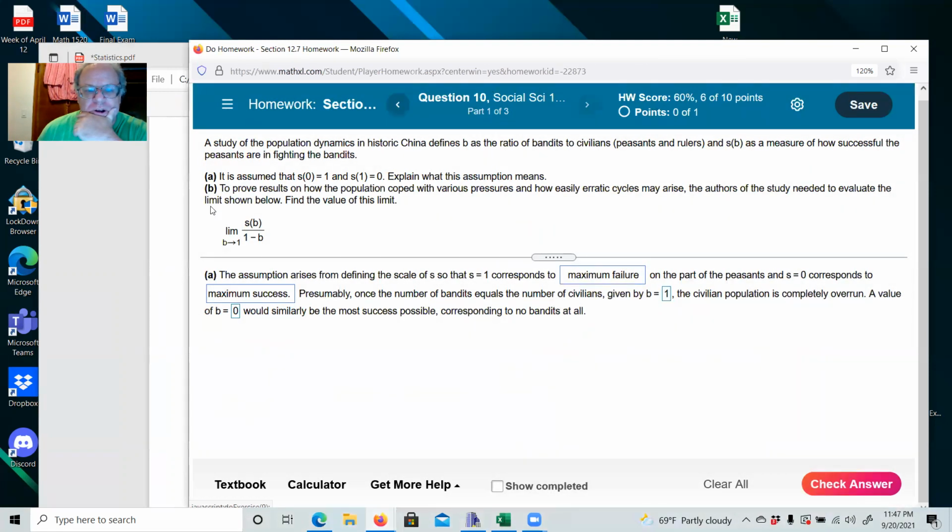S equals 1. Oh, no, S equals 0. So that assumption means we have maximum failure. S equals 0 corresponds to maximum success because we have S of 0 is 1. So presumably, once the bandit number equals the number of civilians, 1 to 1, then the civilian population is completely overrun.